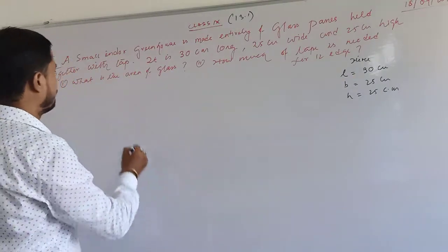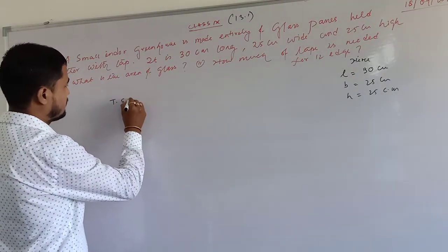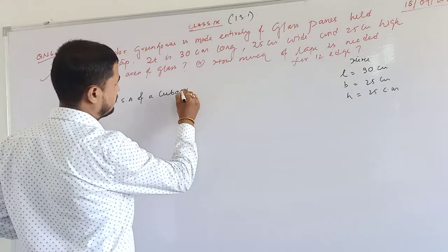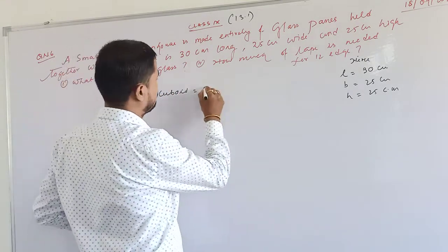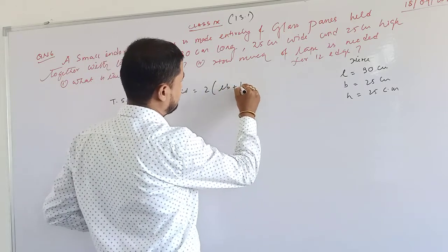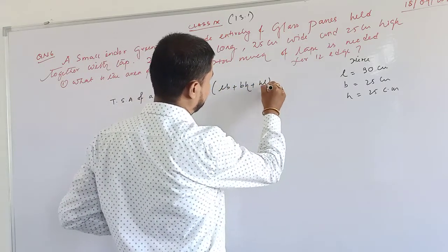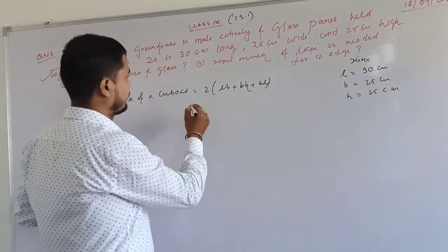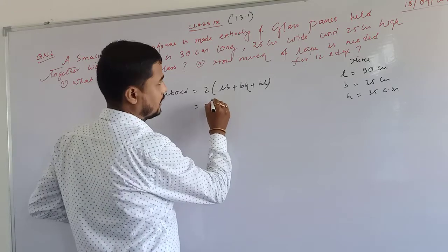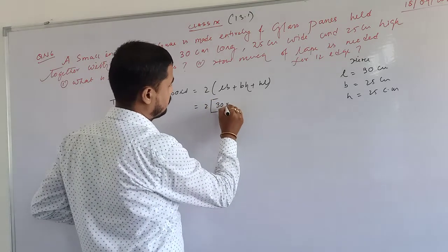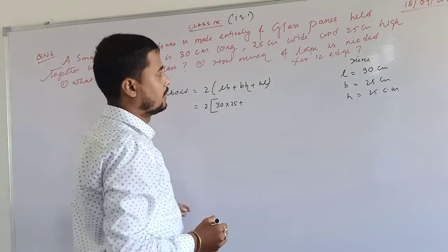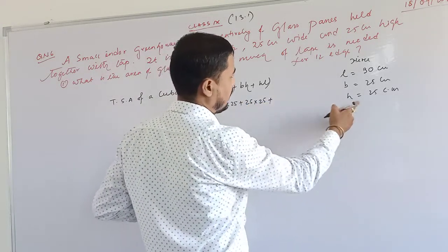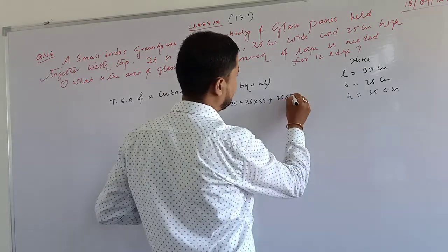We have to find the surface area of a cuboid. You can use 2 into (LB plus BH plus HL). Length 30 into breadth 25, plus breadth 25 into height 25, plus height 25 into length 30.